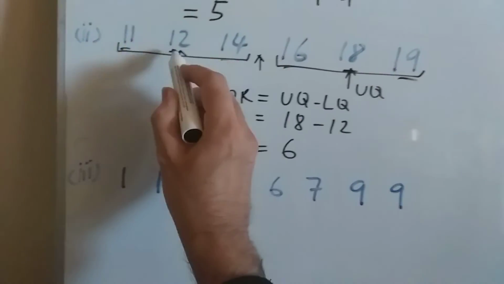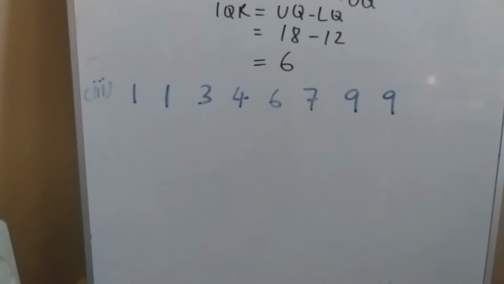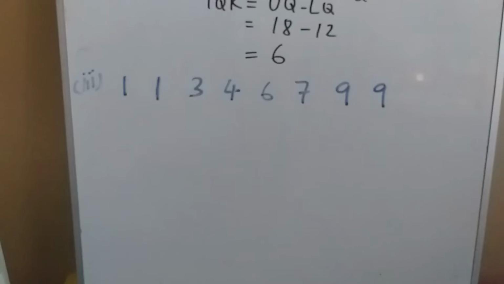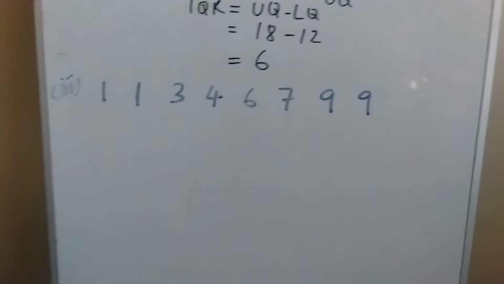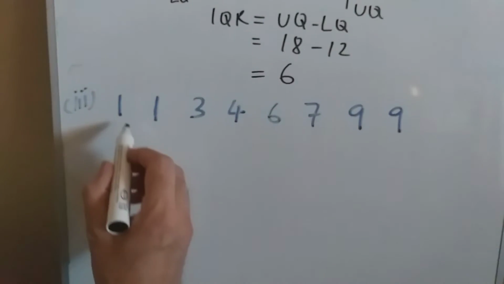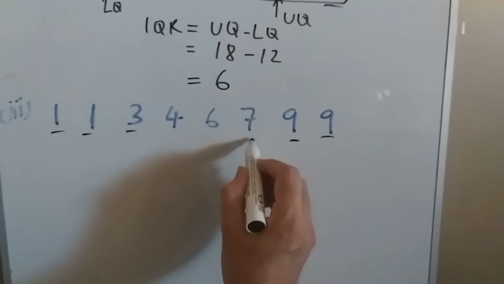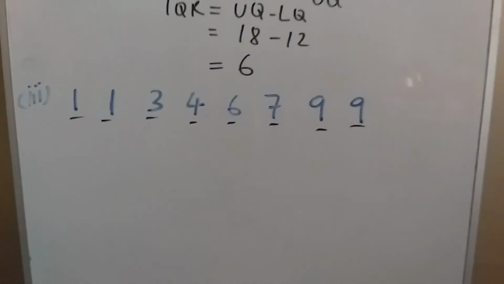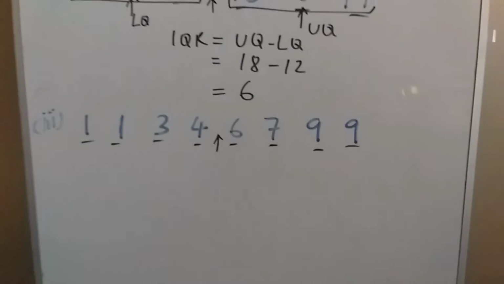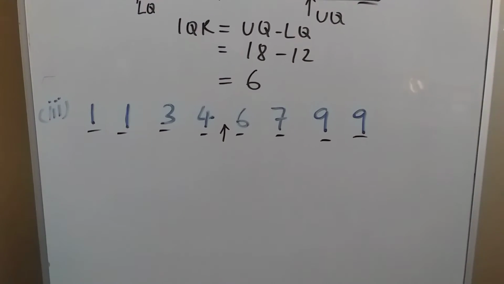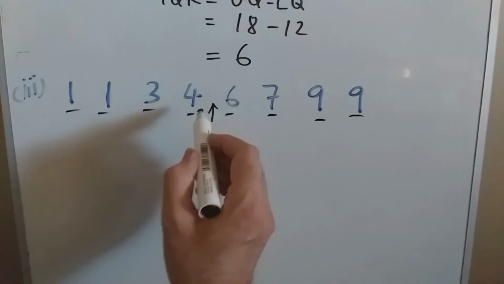Upper quartile, take away the lower quartile. In the third one, there are 1, 2, 3, 4, 5, 6, 7, 8 values. So first, last, second, second last, third, third last, fourth, fourth last. So the median is between these two numbers. The median is 5, but we need not calculate it. How do we get 5? 4 plus 6 divided by 2.